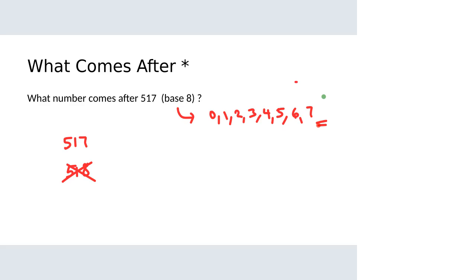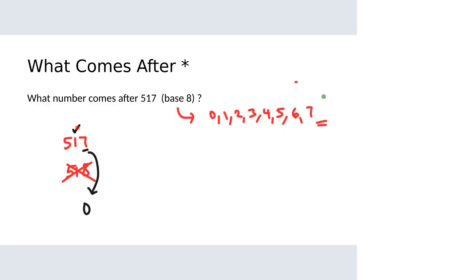Okay, then how do I deal with it when I need to go up 1? Well, I want this to get bigger by 1, but I can't make that an 8, so that has to go to 0, which means this has to increase by 1.